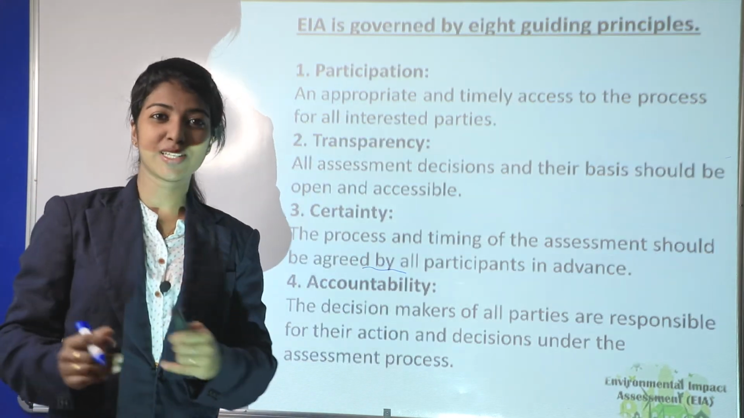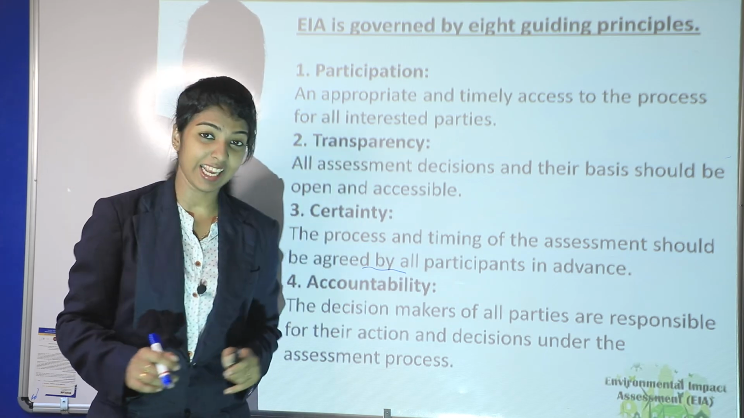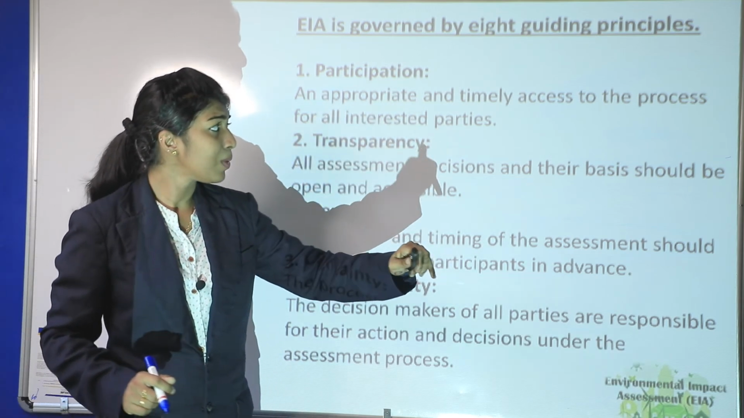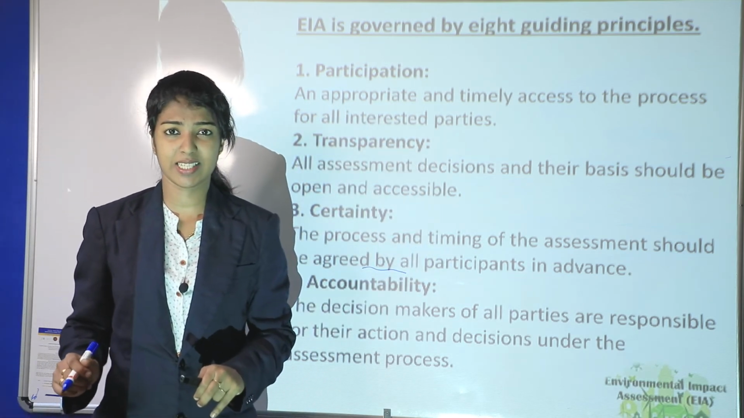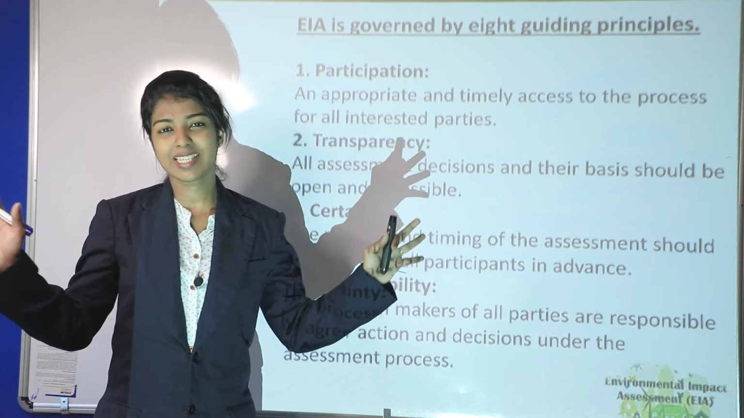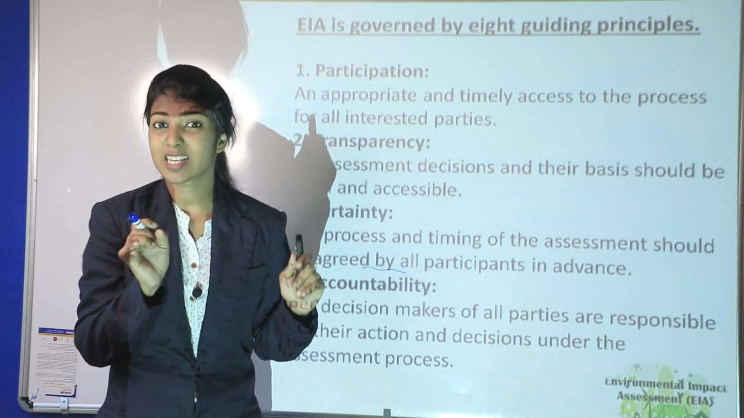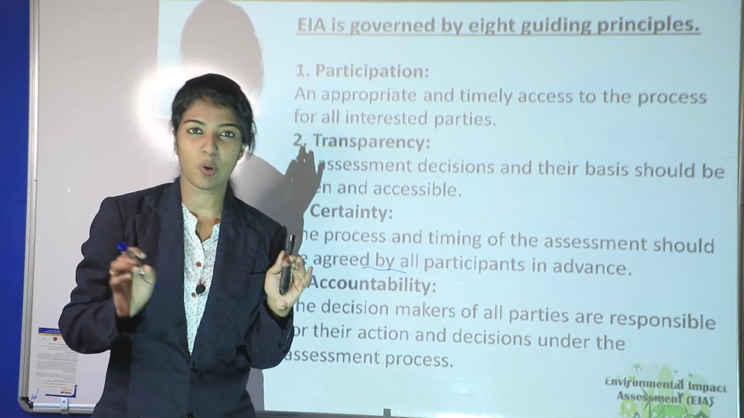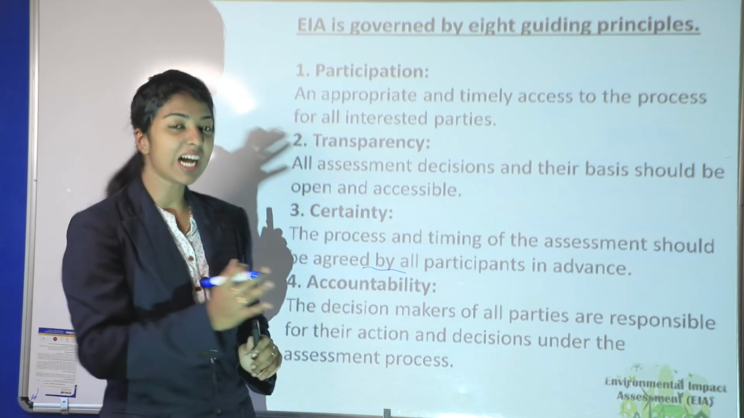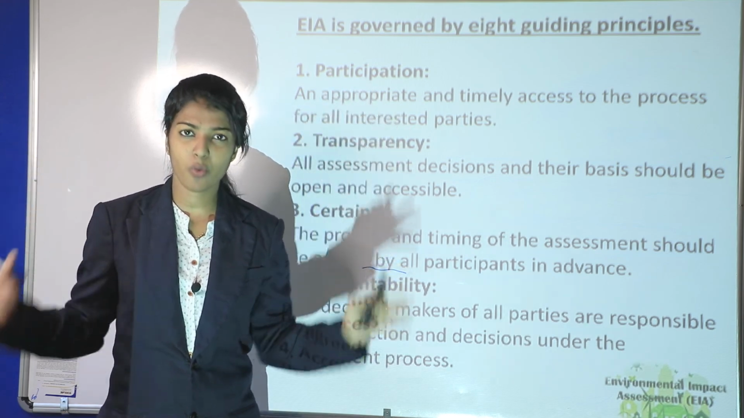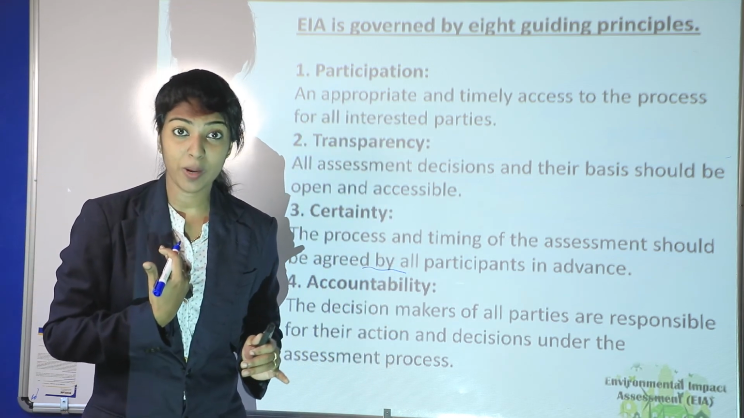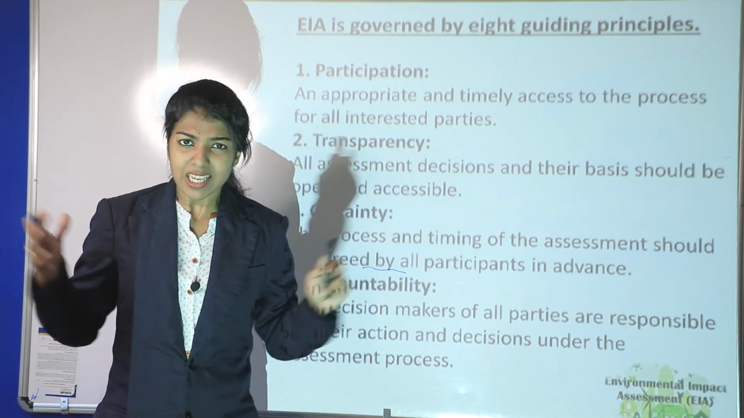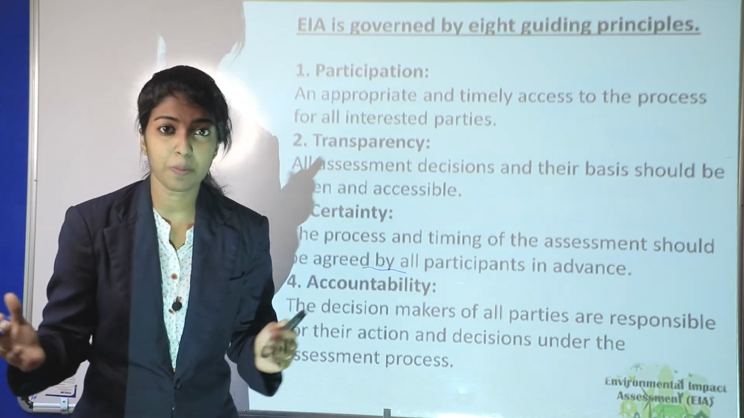We can discuss some of the guideline practices of EIA. The first step is participation: appropriate and timely access to the process for all interested parties. Example, I will tell you. Just imagine a dam is being constructed near my locality. As a citizen living near that locality, I have all the rights to show my opinion regarding that dam construction. That is participation. Access to all interested people.